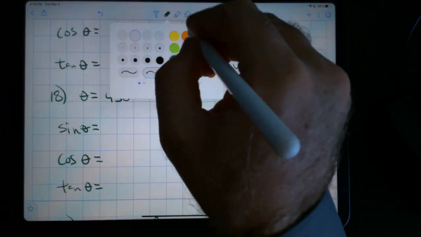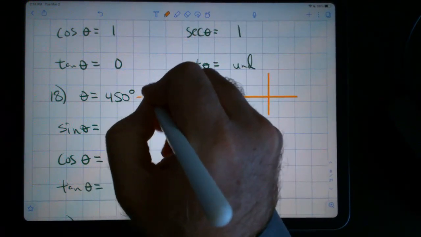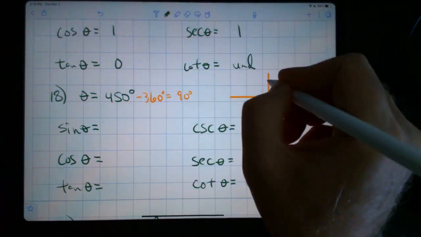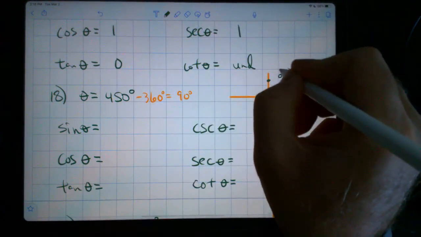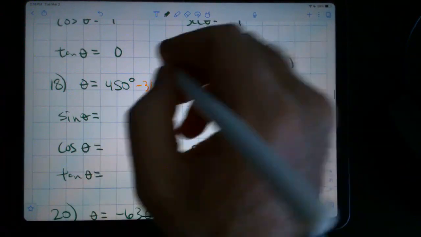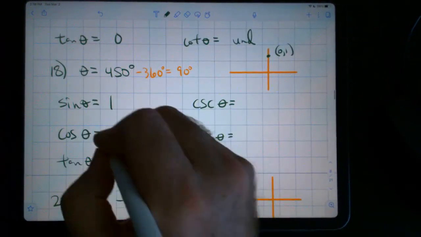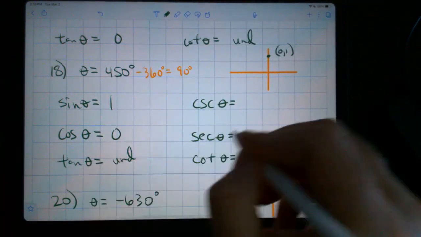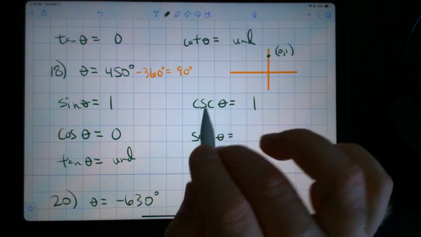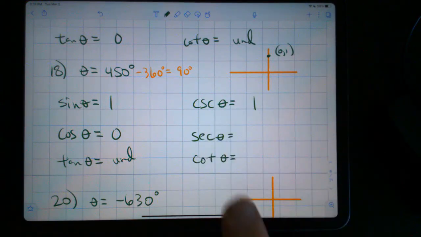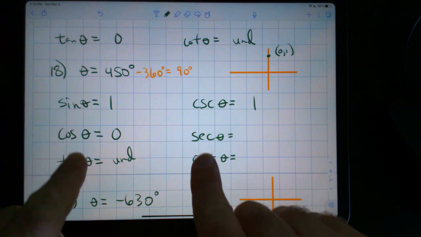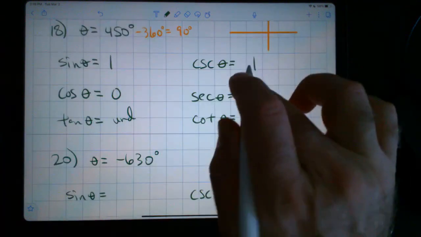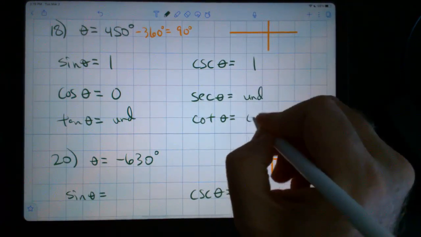450 degrees, okay, let's subtract 360, and this is 90 degrees. 90 degrees is at 0, 1, so sine is 1, cosine is 0, tangent is sine over cosine, undefined, secant is undefined, cosecant is 1. This is why I line them up personally. This is just the way that I like to do it. Okay, inverse of this is undefined, and inverse of this is 0.